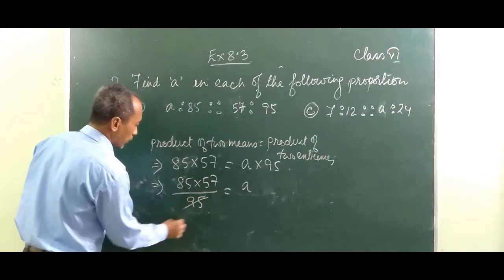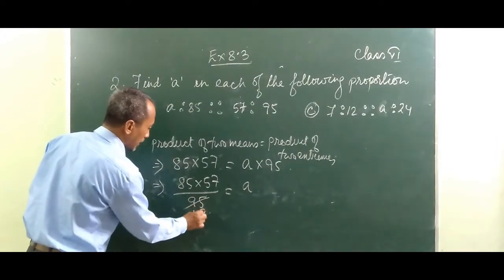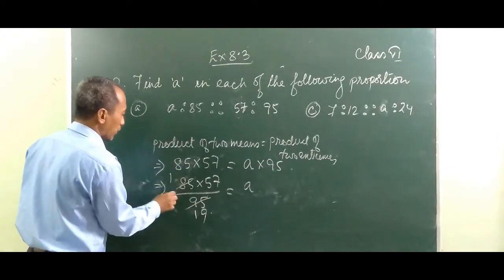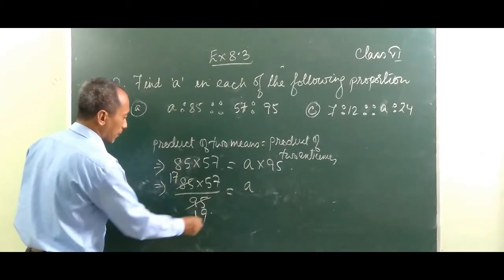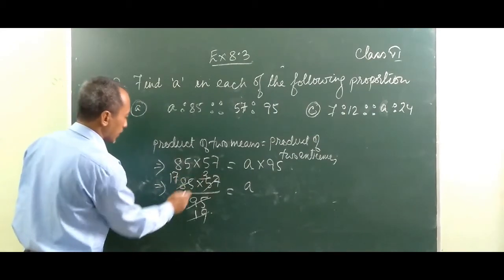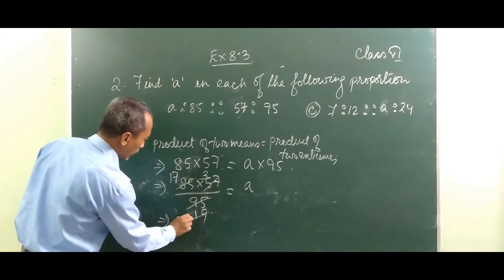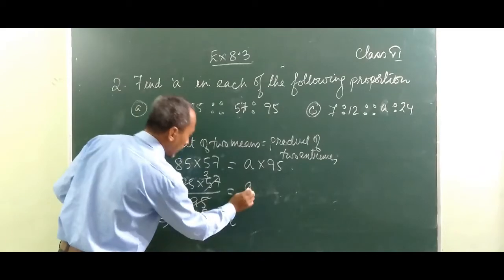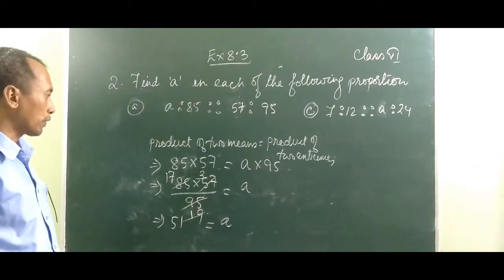So here 5 1s are 5, 5 9s are 45, 5 1s are 5, 5 7s are 35, 19 3s are 57. So 17 3s is 51. So what is the value of A? The value of A is 51.